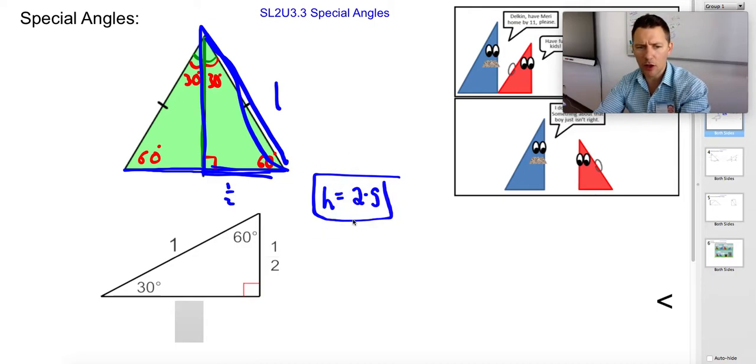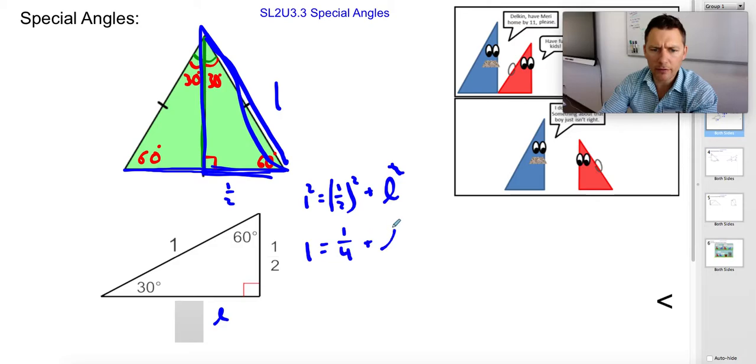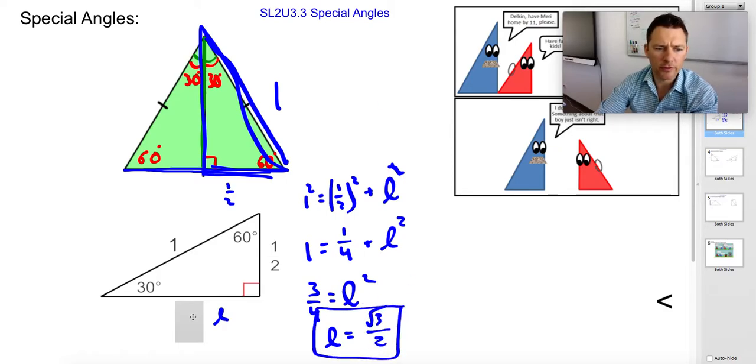If you're trying to find that longer side, I know that c squared should be a squared plus, I'm going to call this L for the longer side, L squared. If we clean this up, 1 squared is 1, this becomes 1/4, and this is L squared. You subtract this from both sides, you get 3/4 is L squared. And when you take the square root of both sides, you get root 3 over root 4, which is 2. So that's where this comes from.